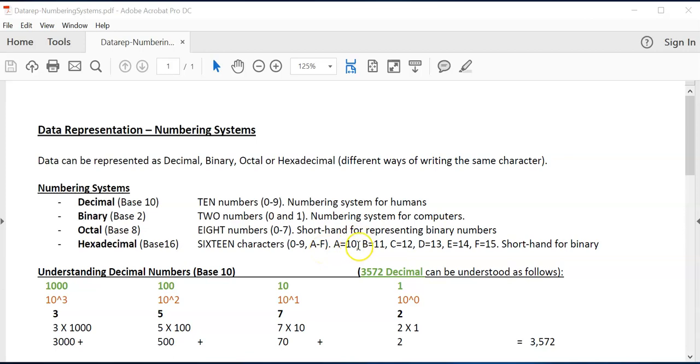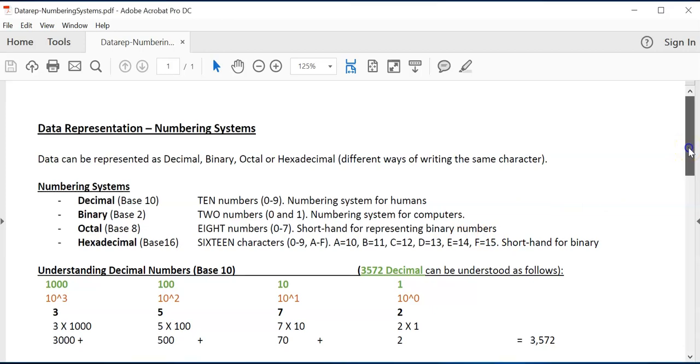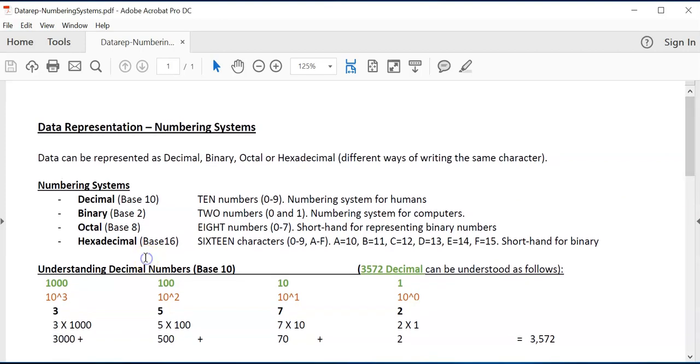So instead of writing 10, we're going to use A. 11 is a B. 12, C. 13 is a D, E is 14, and F is 15. Now, both octal and hexadecimal, think of them as shorthand for binaries. And let's look at examples of what those mean. So the first thing we're going to talk about is understanding how the decimal numbering system is, because that's what we use all day, every day. So once we understand this, we will use the same technique to understand all the other numbering systems.